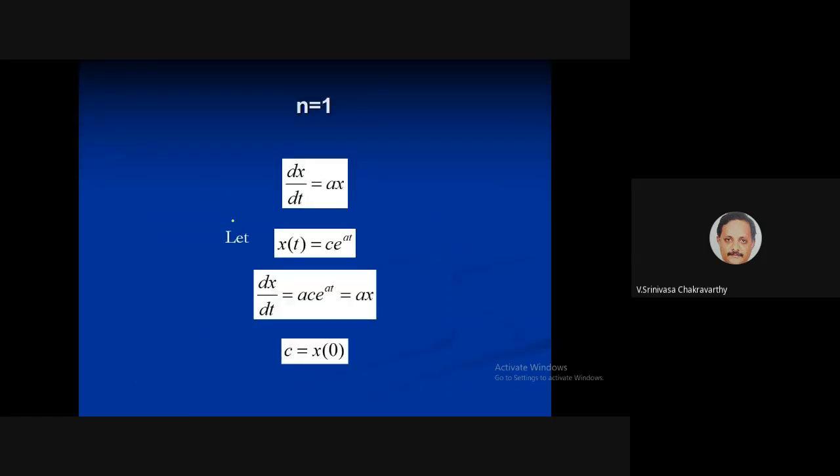So how will you study this? What is the solution for this? Let us start with the simple case of n equal to 1. So I have a one-dimensional system, dx by dt is equal to ax. x is a real number, so it's a scalar. What is the solution for this? We all know that the solution is simply some constant c times e power at, because if I differentiate this, dx by dt is equal to a into c into e power at, which is equal to ax. Therefore c is equal to x naught. c is the initial condition. The solution is very simple.